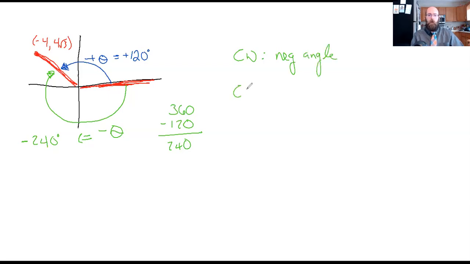Now, if we're going counterclockwise, then it is a positive angle. That is important to note, especially when we start getting into coterminal angles. So I'm going to clear this board right now. Let's save this and let's clear it. Let's get ourselves another drawing.